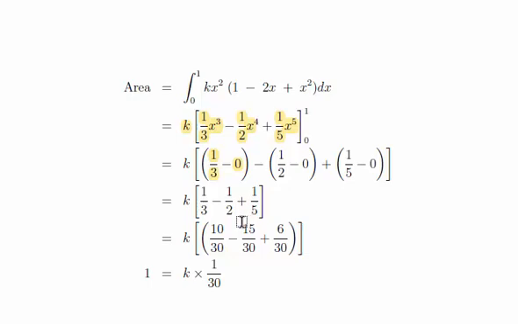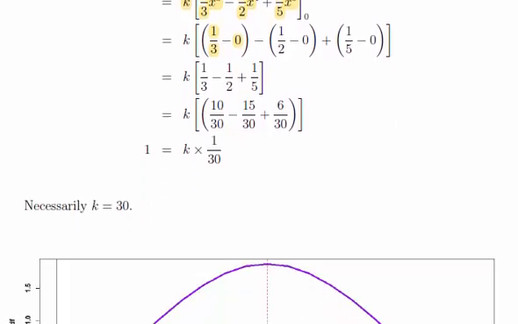So essentially what we have here is k times (1/3 minus 1/2 plus 1/5). Let's express that as fractions over 30: 10 over 30 minus 15 over 30 plus 6 over 30. That means the area is k times 1 over 30. The area is equal to 1, so necessarily k is equal to 30.